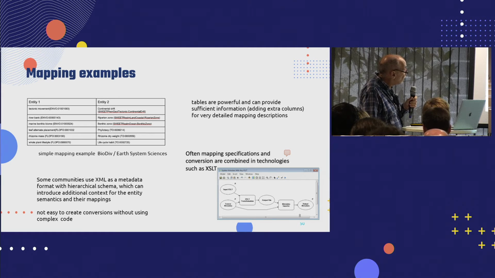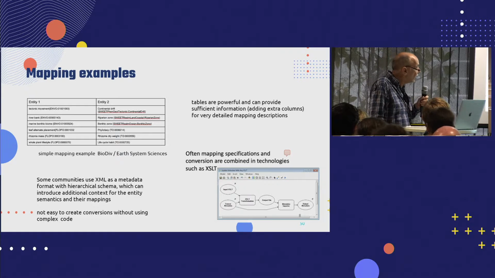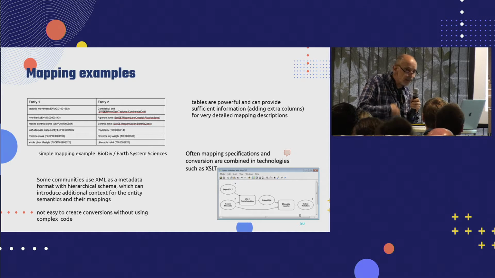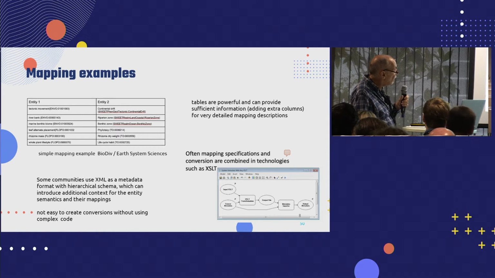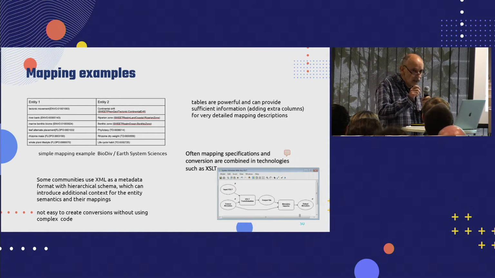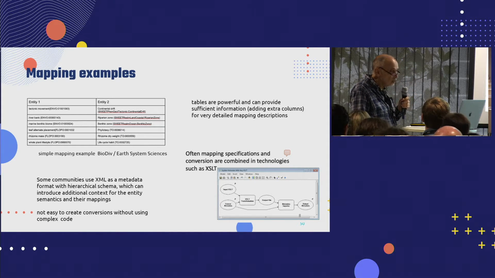Provenance information, all fine and all simple and all manageable by using tables. On the other end of the spectrum, things that are much more complicated, at least from my perspective, is using hierarchical annotation systems like XML, like JSON. So some communities do this for a metadata format, and this introduces additional context for the entities that are in that hierarchy. Additional context that has also bearing on the semantics.